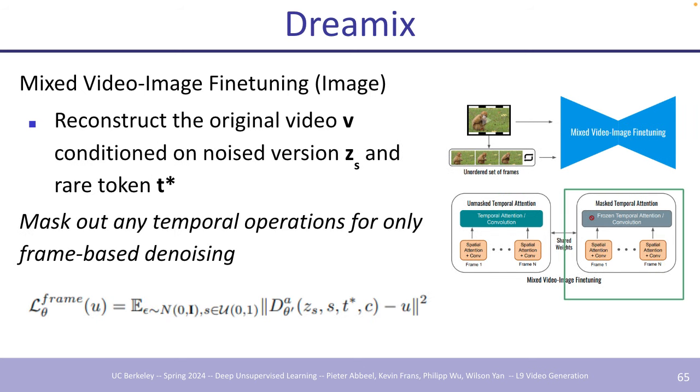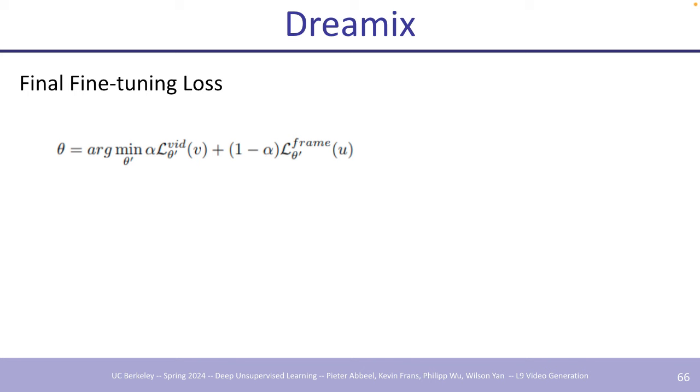There are some other design choices here where not only do you fine tune on videos, you can also fine tune on individual frames or individual images or a mix of images. In those cases, it's the same, but you can just mask out any temporal operations in the network here on the right, basically like an attention mask or something. Which I'll show an example of why this could be useful for some things they did.